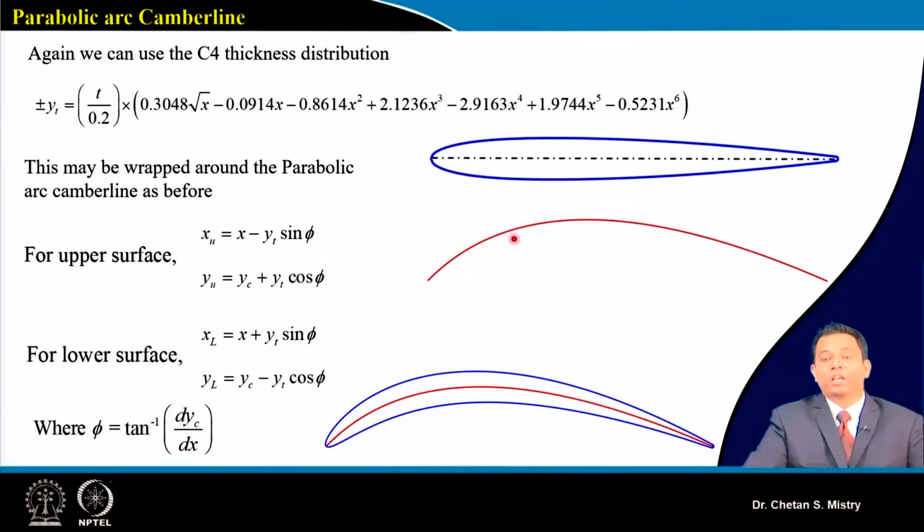Now, on this parabolic arc camber line, I need to superimpose this thickness. You can use the same fundamentals we have used earlier. You will calculate our upper coordinates and our lower coordinates, that means suction surface coordinates and pressure surface coordinates, and based on my phi, I can impose them on my camber line. That will give us the blade with the required beta 1, beta 2 and thickness distribution.